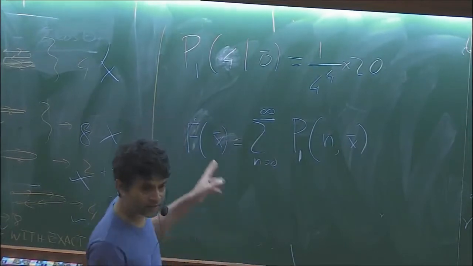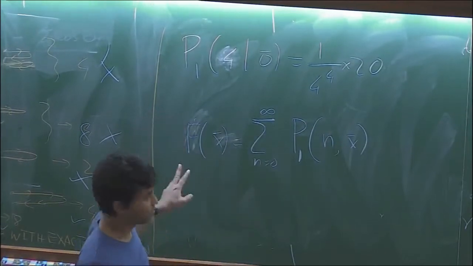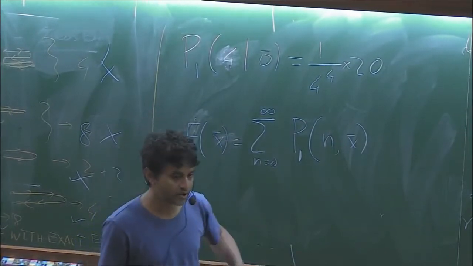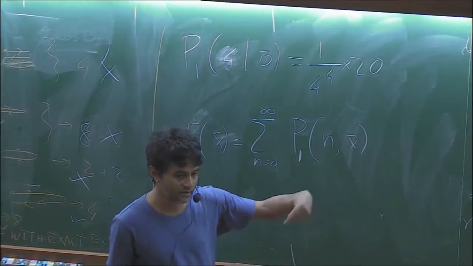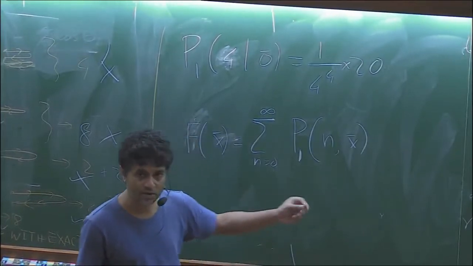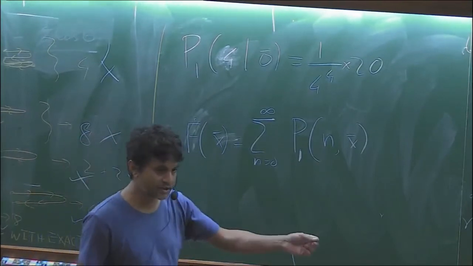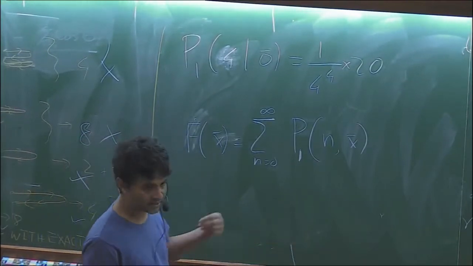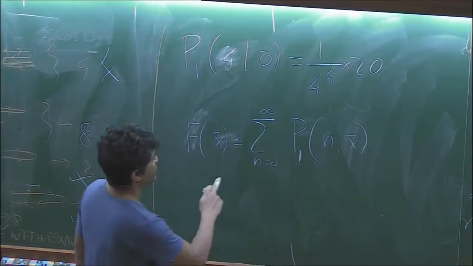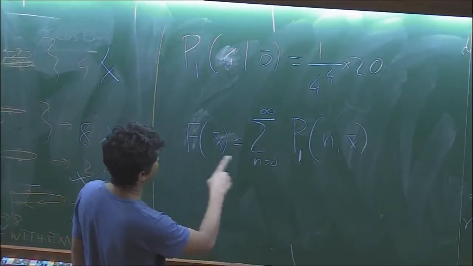I can also define it for x, right? What is the probability I start from the origin and visit x for the first time, second time, and so on. So I can define this probability of visiting any point x ever.